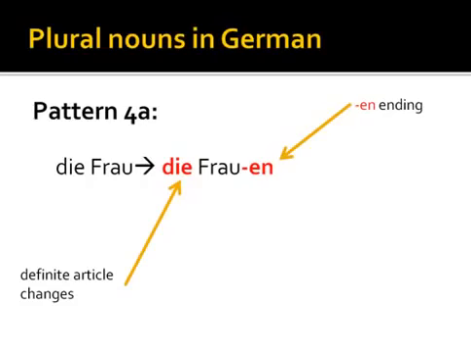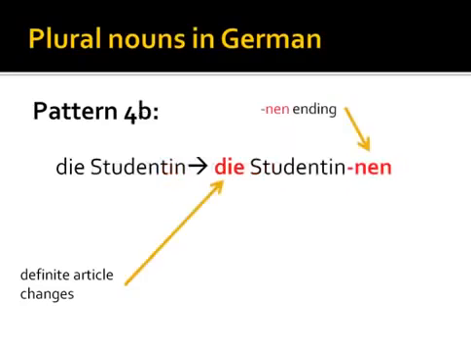Let's look at another variation on this pattern. Die Studentin, the female student. Now it ends in an IN. Therefore, the plural ending will add an NEN. Die Studentin, die Studentinnen.